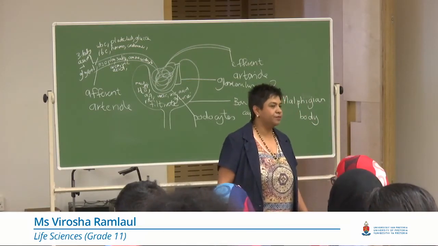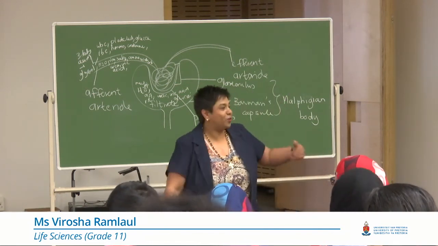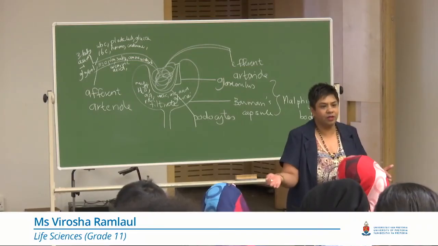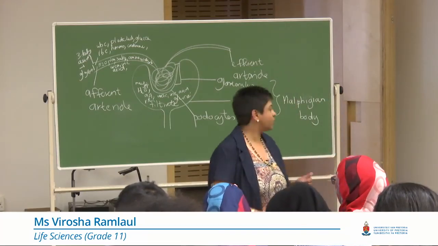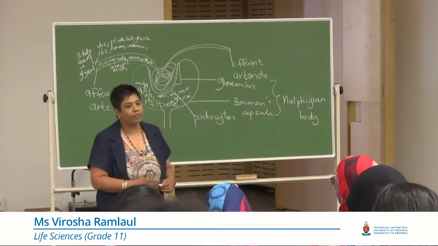Not easy. Faster filtration. Rapid. Remember, rapid. You just throw that word back at me. If you have 20 layers, it's still going to be filtered. But one layer, faster filtration. Okay, so that is now the structural suitability of the Malpighian body.